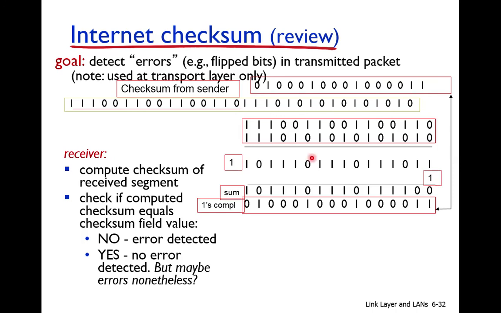If they are not the same, then it means there is a bit error. One or more than one bit has changed. So if they are the same, no error is detected. If they are not the same, then there is an error. If both checksums are equal, there is no error. If they are not equal, there is an error.